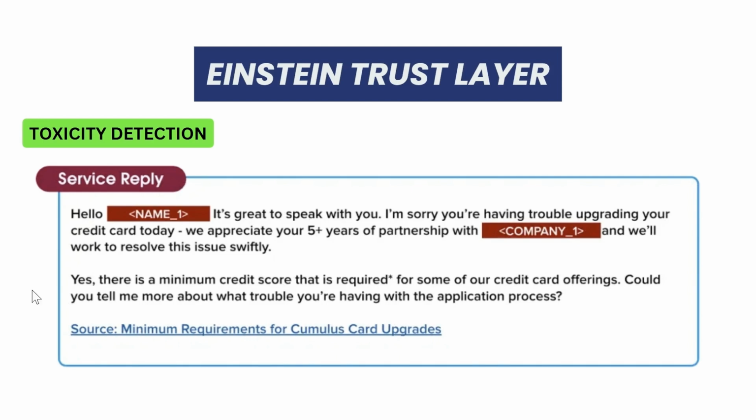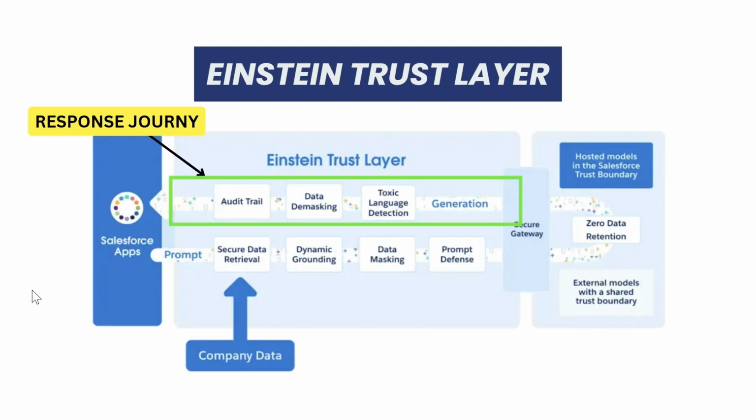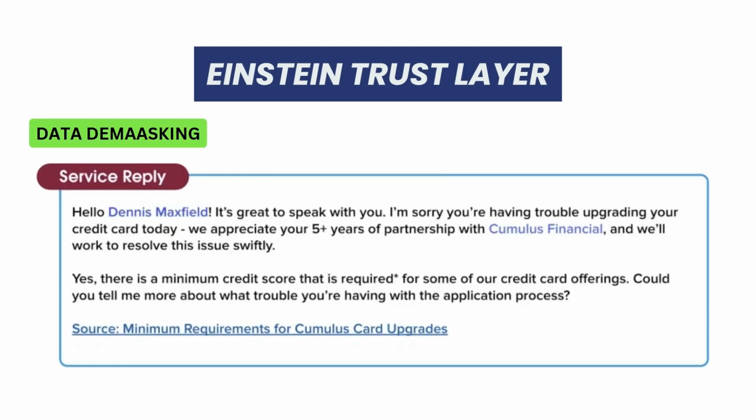As you can see, the response still has data that's masked. This leads us to the next part of the response journey, which is data demasking. Once the response is cleared from toxicity detection, the masked data placeholders are then swapped back with the real information. This step ensures users see the right personalized details in the final response.